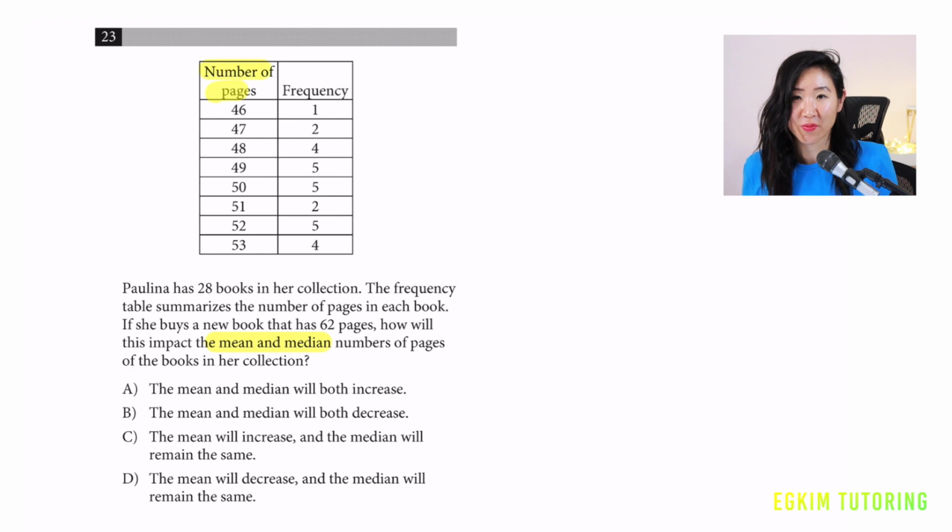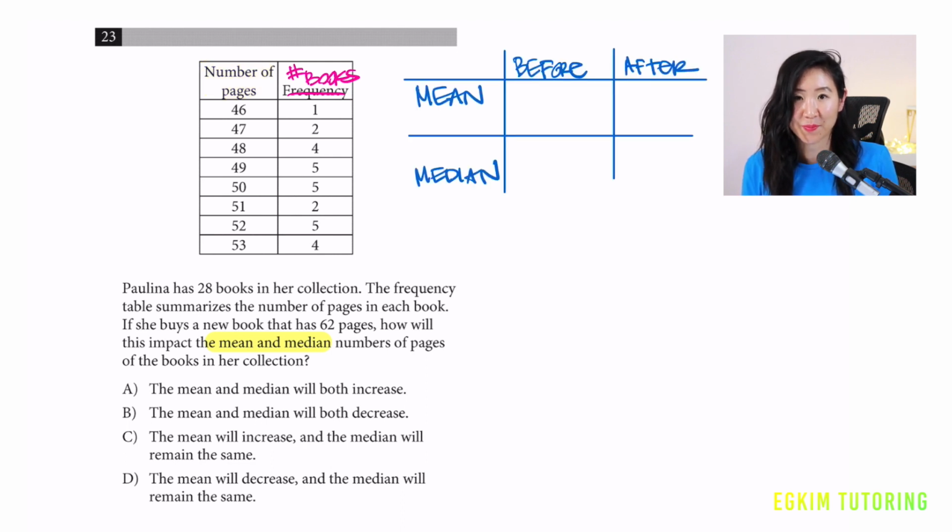The table gives the number of pages, and frequency just means the number of books that have those pages. So let's cross out the word frequency and just put number of books. The problem is asking you to compare the mean and median before and after you added this new book that has 62 pages. Let's go ahead and make a table.